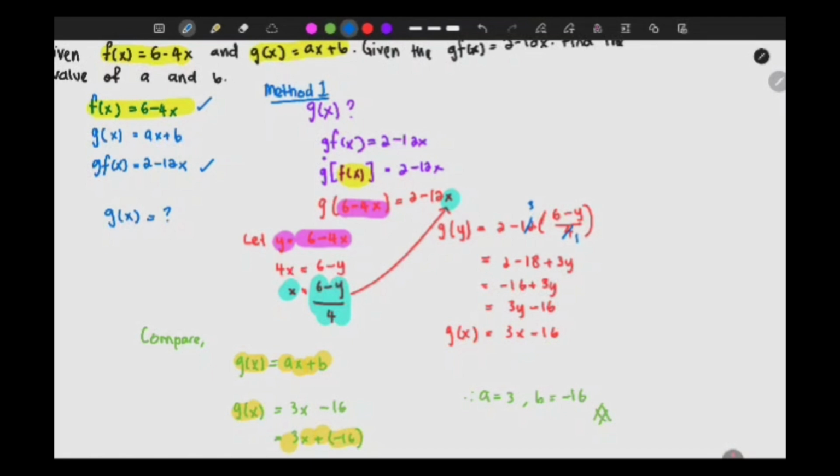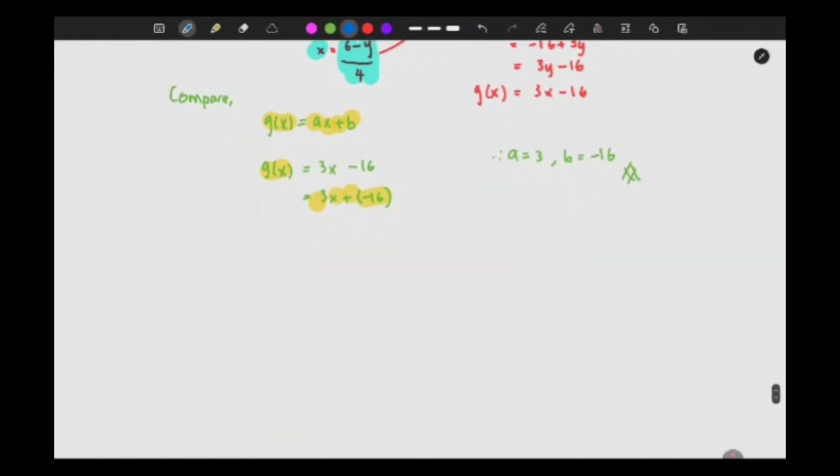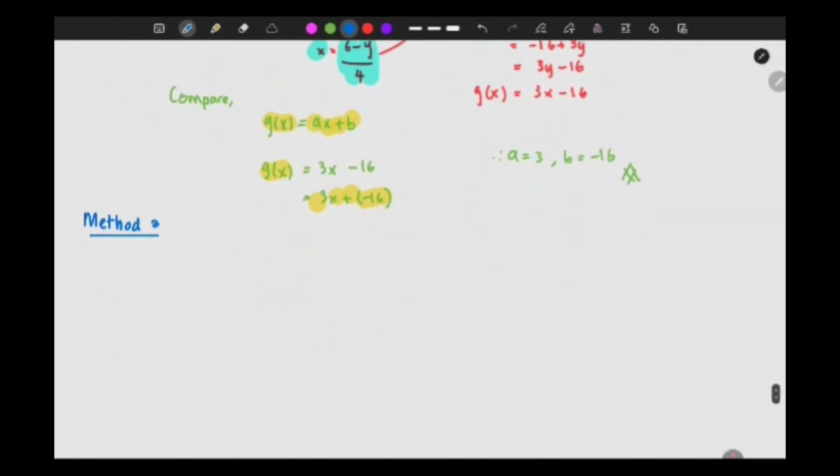Method 2, instead of using the g(x), I find my g(f(x)). I want to find it using the f(x) and g(x) they provide to me. What's my g(f(x))? Is 2 minus 12x, right?